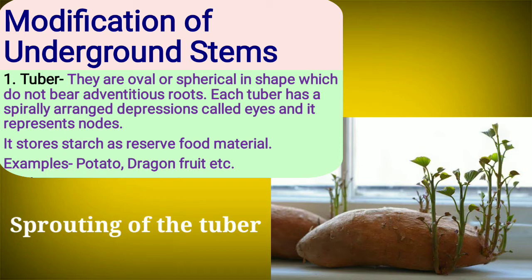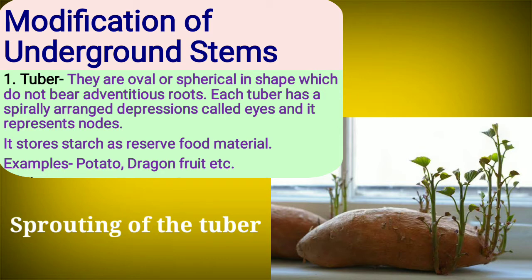Tubers are oval or spherical in shape, which do not bear adventitious roots. Each tuber has spirally arranged depressions called eyes, which represent nodes. It stores starch as reserve food material, and its examples are potato and dragon fruit. Generally, these tubers are round or spherical in shape, but they do not have a definite shape. So they may vary according to their shapes, and therefore the term tuber is given.